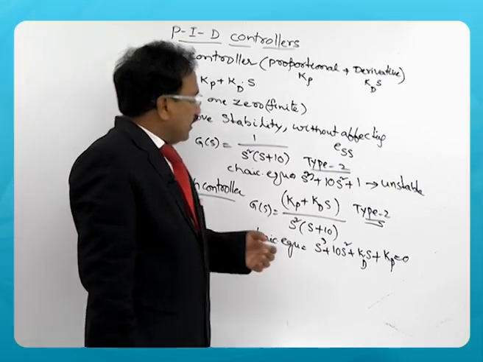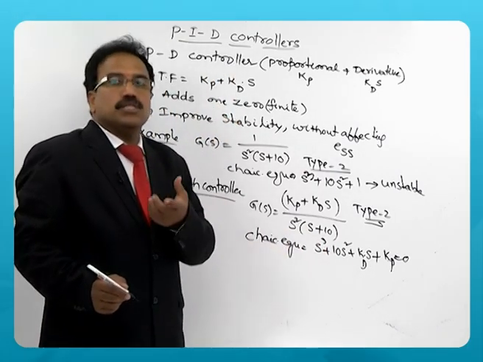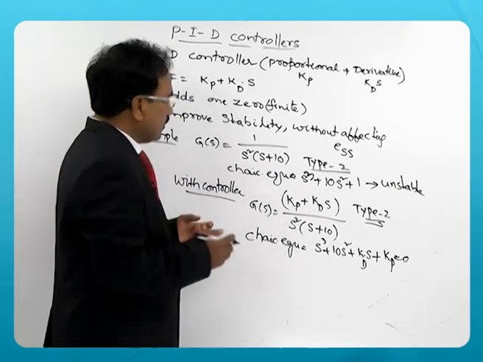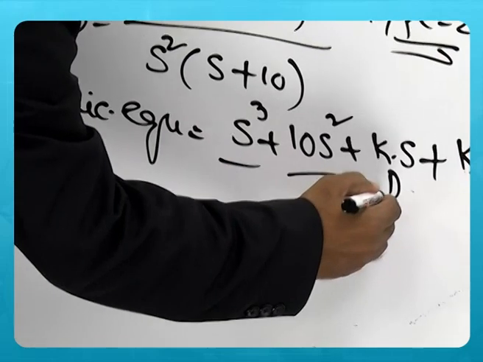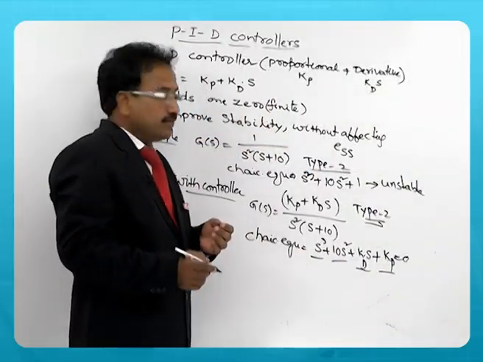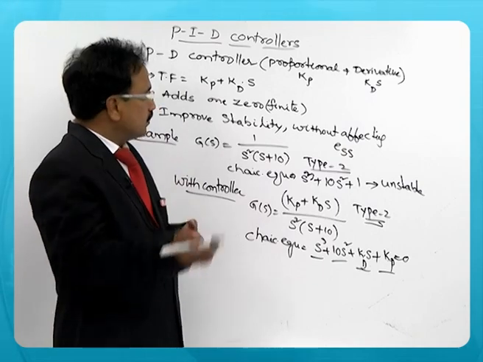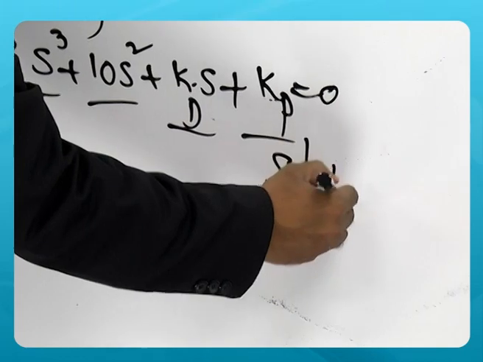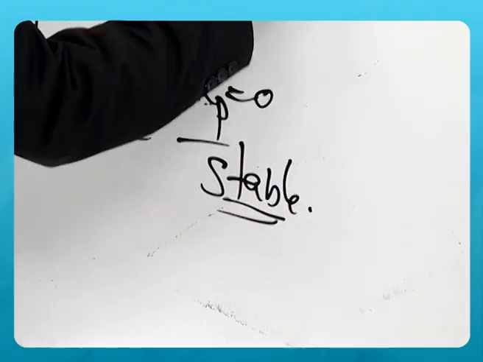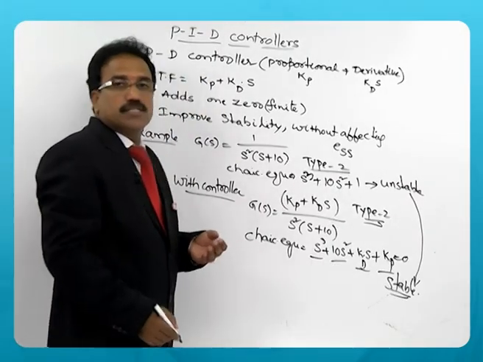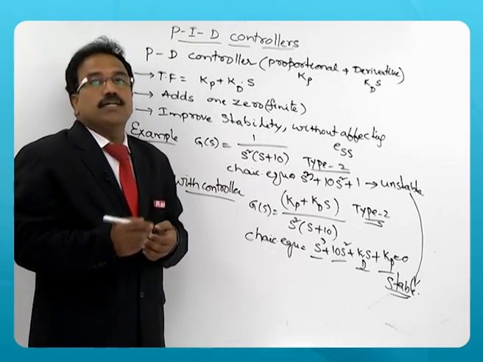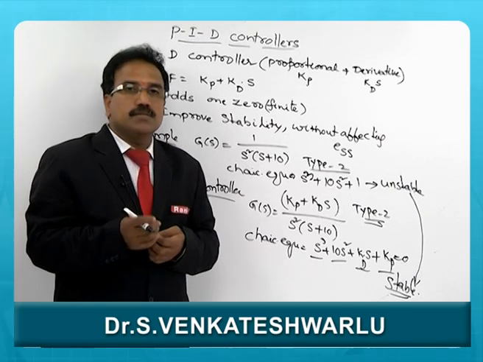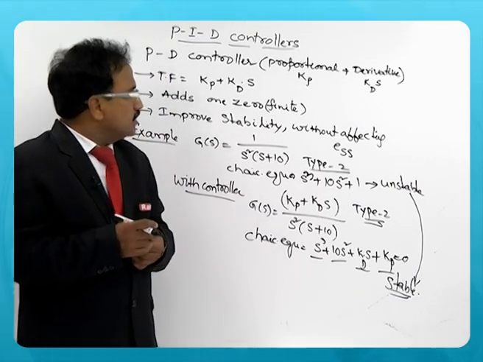So Kd and Kp, we need to choose the values according to the requirement, but when you look at the characteristic equation, you have all the terms existing from s power 3 to s power 0. So we say that it is a stable system. So an unstable system has become a stable system with the PD controller. That means stability is improved. The stability is improved with the PD, but the steady state error remains unchanged.